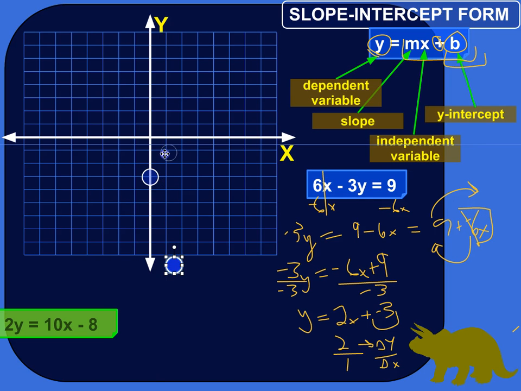Over 1, up 2. So I start with a point. I know that the next point has to be over 1 and up 2. I could also look at this as the same as -2 over -1, right? So I could say I go to the left 1, that's -1 along the x-axis, and then I go down 2.